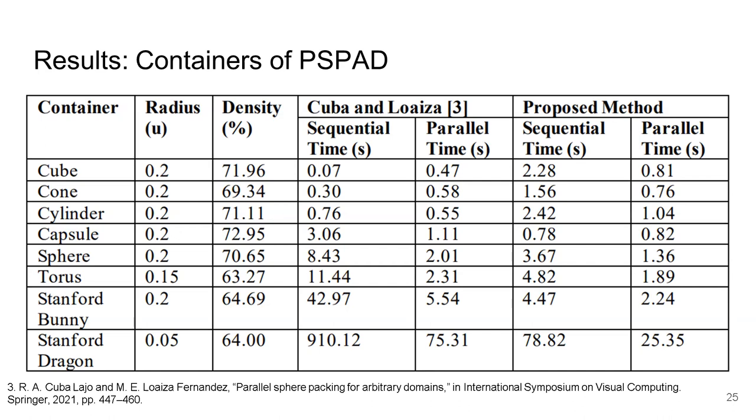The previous method in parallel time is five seconds in Stanford Bunny, and the improved method is 2 seconds. In the Stanford Dragon, the previous method is 75 seconds, and the improved method is 25 seconds.